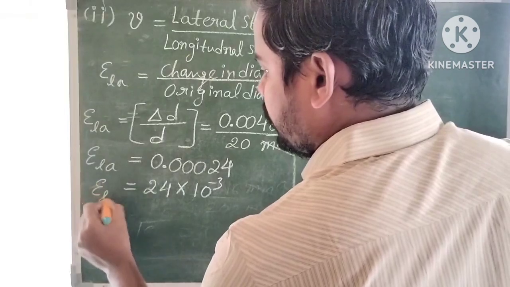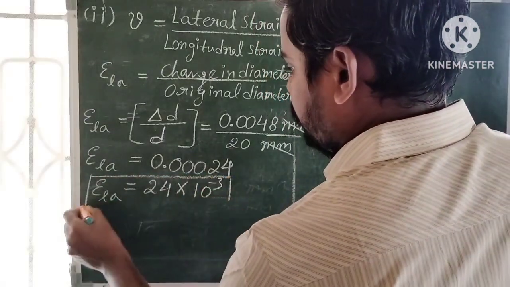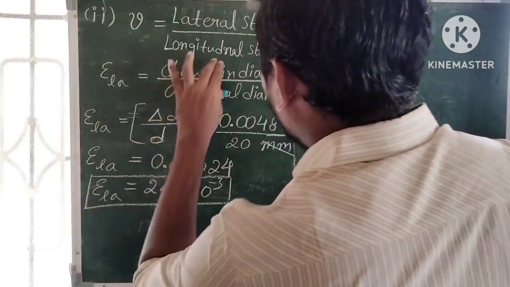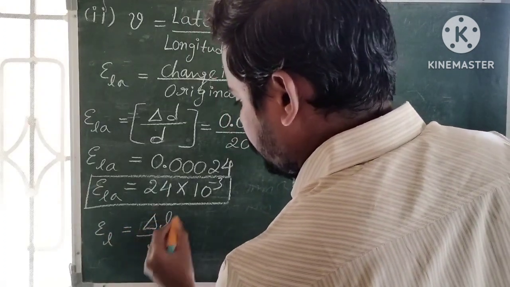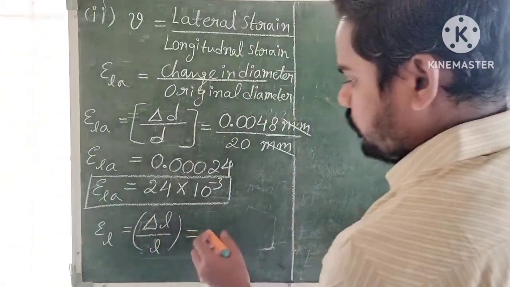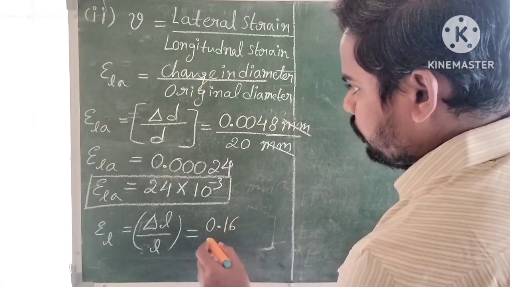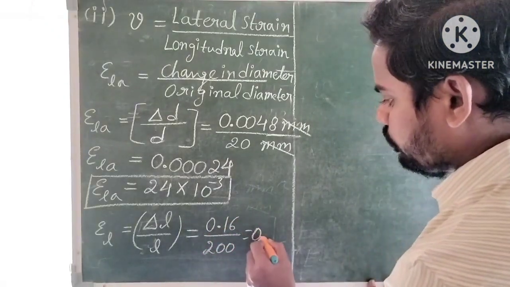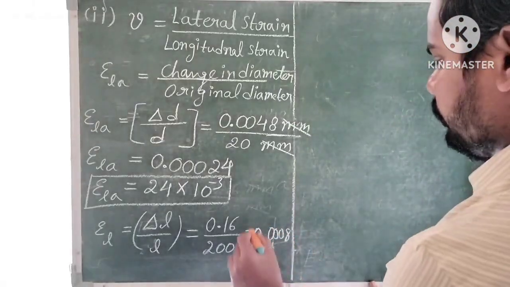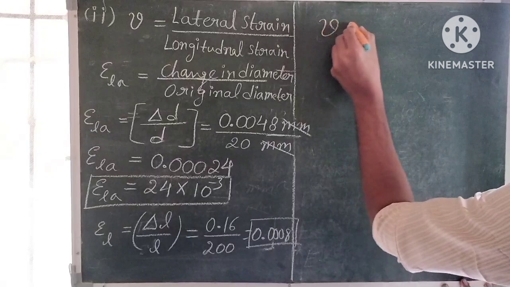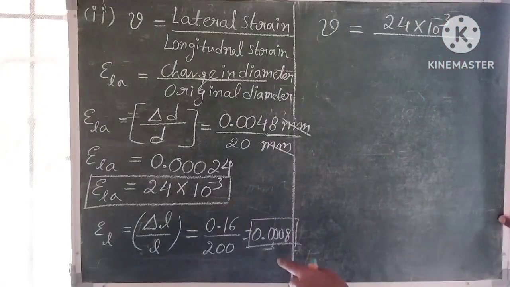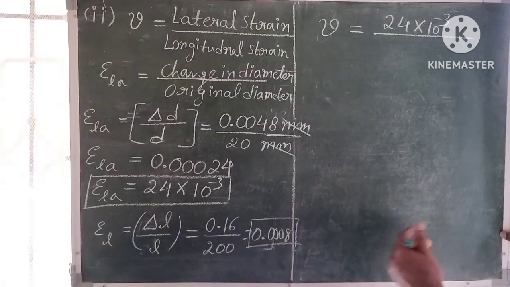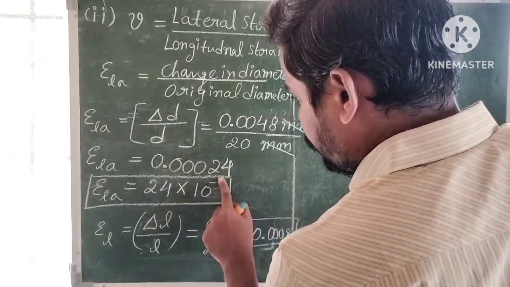It can be written as 24 × 10⁻⁵. So lateral strain is equal to 24 × 10⁻⁵. Next we need longitudinal strain. We already calculated longitudinal strain, epsilon L, which is equal to change in length by original length. Change in length we already calculated, 0.16 by original length 200, we got 0.0008. Now Poisson's ratio mu is equal to lateral strain, how much, 24 × 10⁻⁵, and here longitudinal strain.